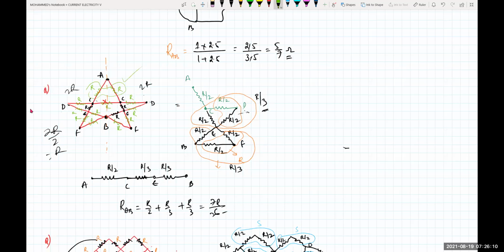Yes, sir. Now between C and E, this part of the triangle and this part of the triangle, you overlap both of them on this one, beta. When you overlap, this R and this R will be parallel. So that will become R by 2 between C and D, isn't it? And between D and E, that is also R by 2. This R by 2 will be in series, so that will become how much for me? R. Okay, this R and this R by 2 will become parallel, that is the reason R by 3. Is it clear?